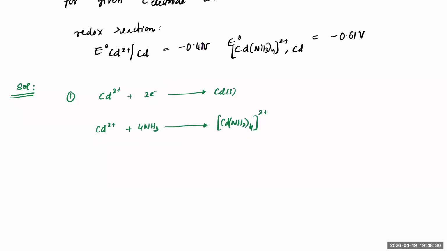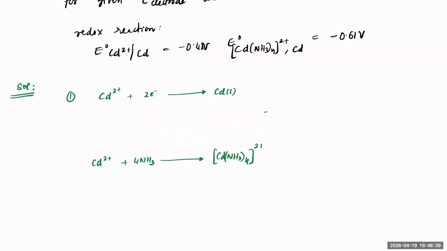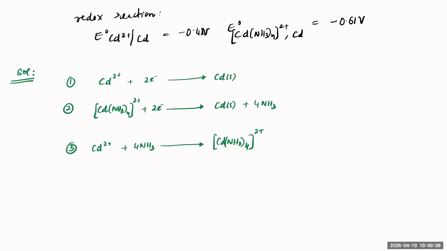Clear? This is the formation equation. So let me put this as equation 3 first. I think that will be better. The second equation that we can write is Cd(NH3)4 2 plus plus 2 electrons, that will give you cadmium solid plus 4 times NH3. So this is the reduction value which is given, and let this be equation 3, correct? Now we require to use this 1 and 2 equation to get 3.